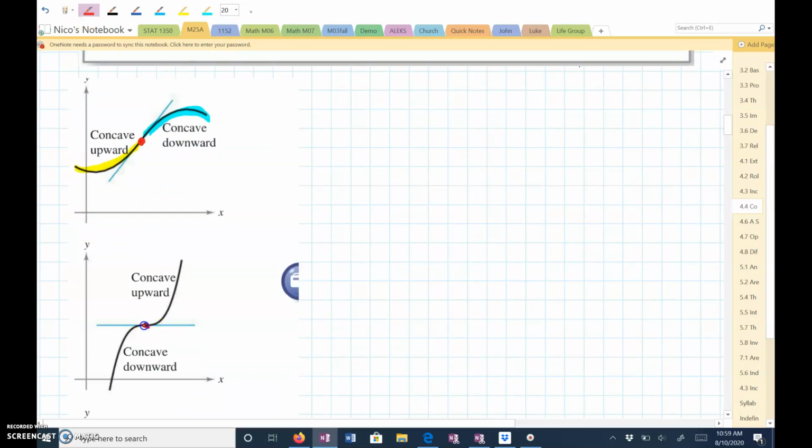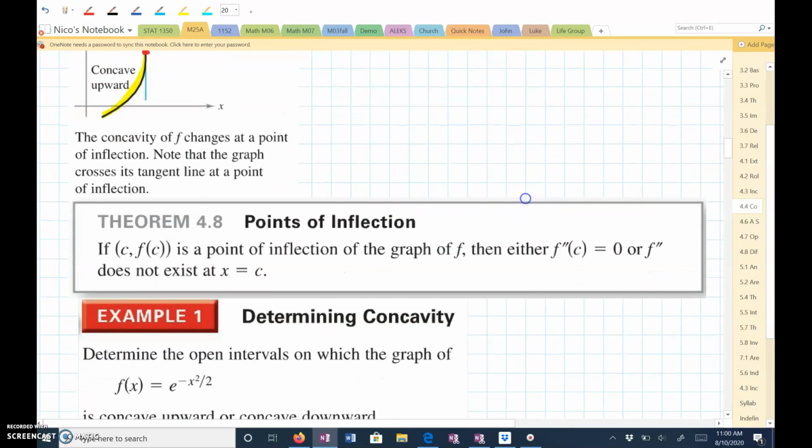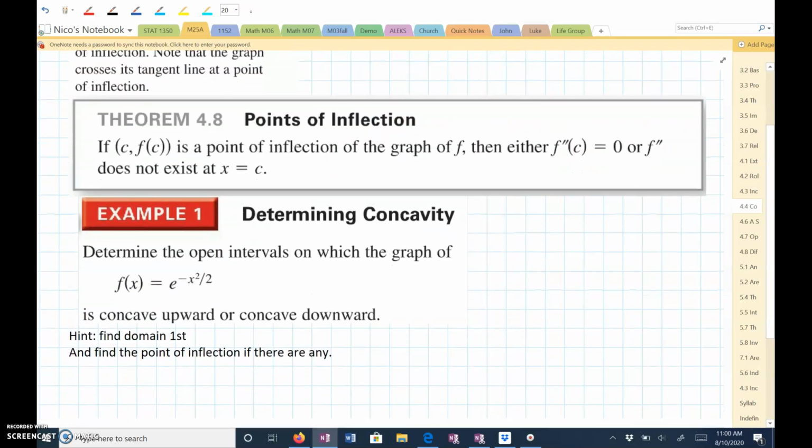Another example here is a point of inflection. This is concave down. This is concave up. Again, concavity switches. Again, point of inflection. This is concave up. This is concave down. Point of inflection, concavity changes. Points of inflection: if (c, f(c)) is a point of inflection of the graph of f, then either f double prime of c equals 0 or f double prime of c does not exist at x equals c.